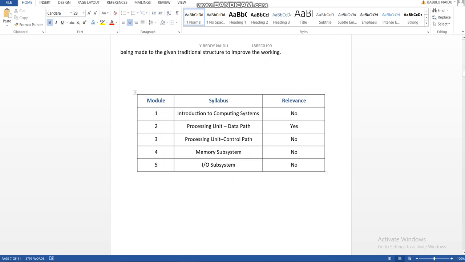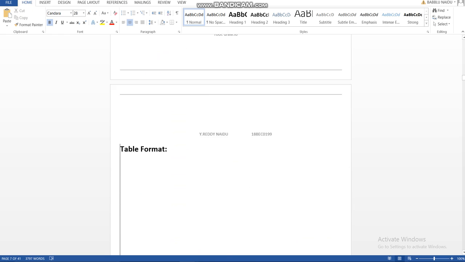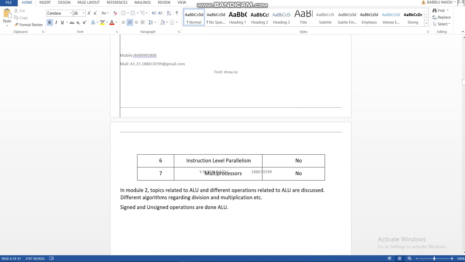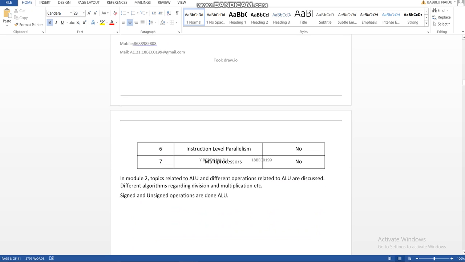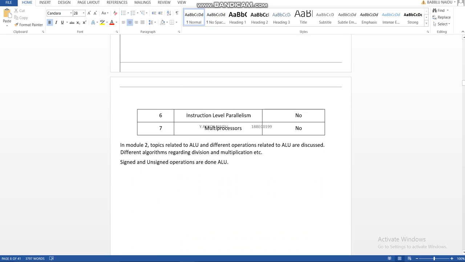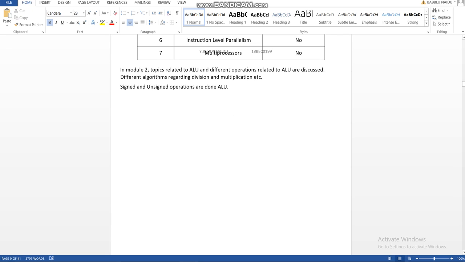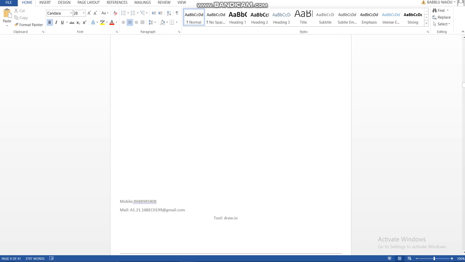There are 7 modules: introduction to computing systems, processing unit data path, processing unit control path, memory subsystems, I/O subsystems, instruction level parallelism, and microprocessor. These topics relate to floating point operations and discuss different algorithms regarding division and multiplication, etc. And innovations are done.